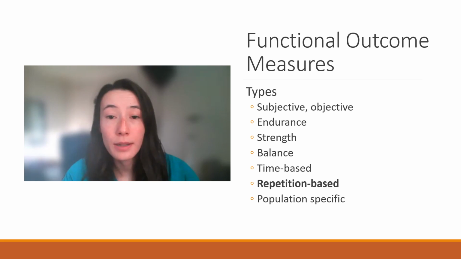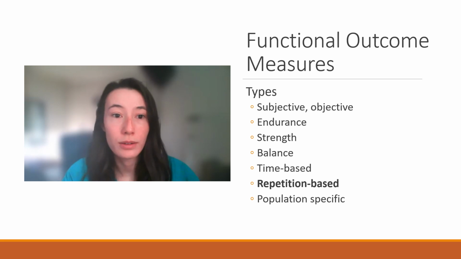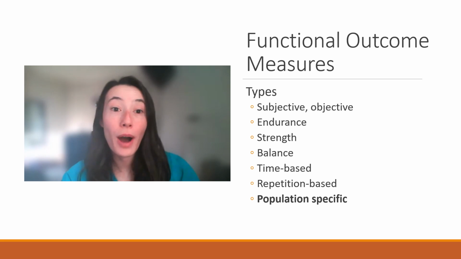For example, with the Berg Balance Scale, you do 14 tasks but just once, and we assess based off their performance of each one of these. With a 5-time sit to stand, well, it says it in its name. You're having your patient sit and stand 5 times, so you're having them do the same movement over and over and over again. Then there are population-specific outcome measures.